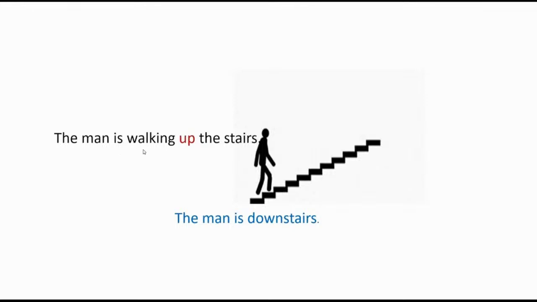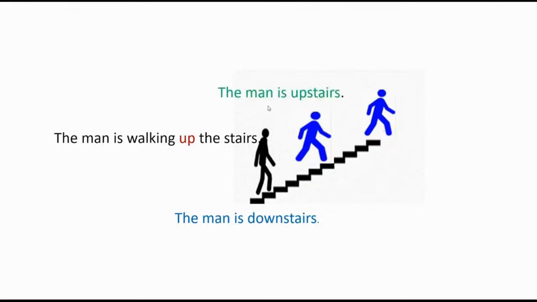The man is downstairs. And the man is walking up the stairs. Walking up means you're walking in the direction of the top of the stairs. And when the man arrives here, we now say the man is upstairs. Yes? Now let's look at the opposite direction.